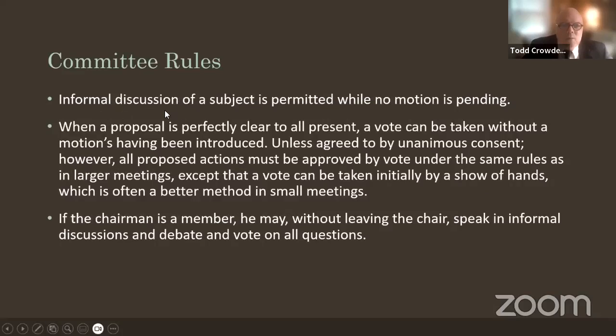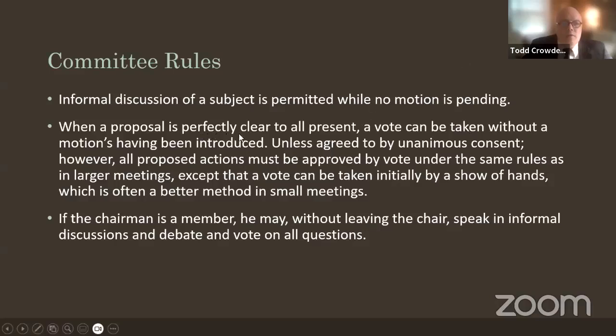In a committee, informal discussion of a subject is permitted while no motion is pending. Now, in a normal NPU meeting, that would be a big no-no. I think I've already opined on that. Someone can't just get up to get something off their chest. You can't just talk about whatever. In a committee, you can. Now, not about whatever, but about things that are relevant to the committee's work without a motion pending, though. You don't actually have to have a clear proposal right there in front of you. You can kind of brainstorm a little bit, but it still has to be about the committee and the organization or the NPU. But yeah, you get more informal in a committee.